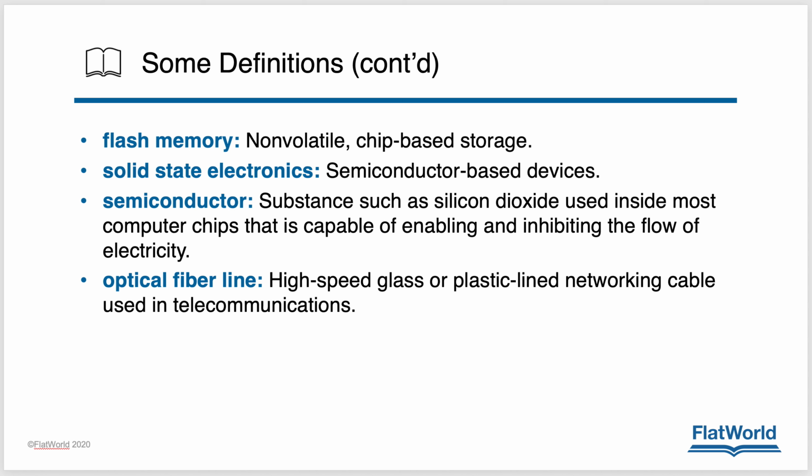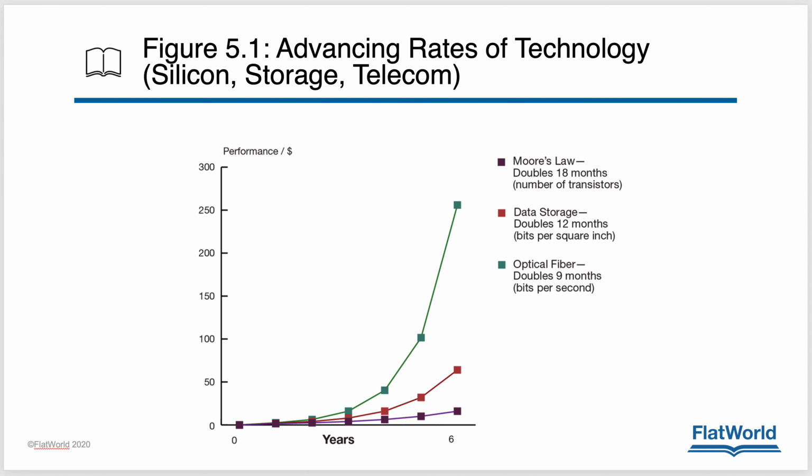Another way, you can communicate data through copper-based wires, which happens a lot, or fiber optic lines. Fiber optic lines are high-speed glass or plastic-linked networking cable used in telecommunications. Light travels faster than electricity. Light through one of these fiber optic lines travels faster than electricity does through copper. And speed is everything.